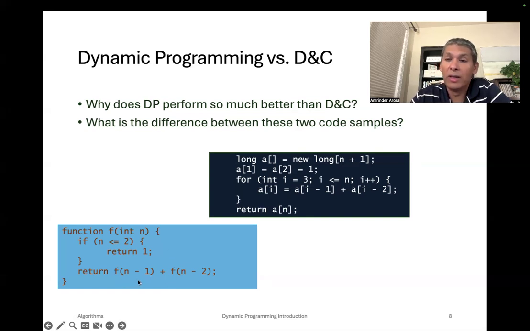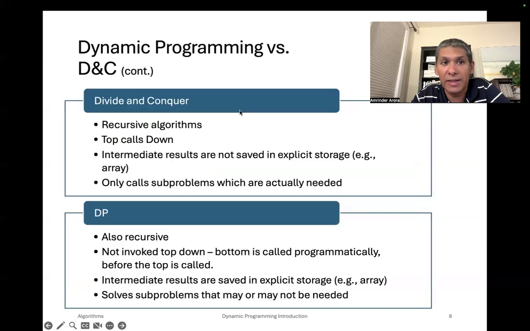f(n-1) will then call f(n-2) and then f(n-3), and f(n-2) will then be called again. So there's a lot of rework being done again and again. Here, there is no rework at all. We simply compute the first one, the second one, the third one, fourth one, 23rd, 24th, 25th. We're simply using the previous ones because we stored them into an array. So that is the key difference. That's the reason why dynamic programming performs so much better than divide and conquer here.